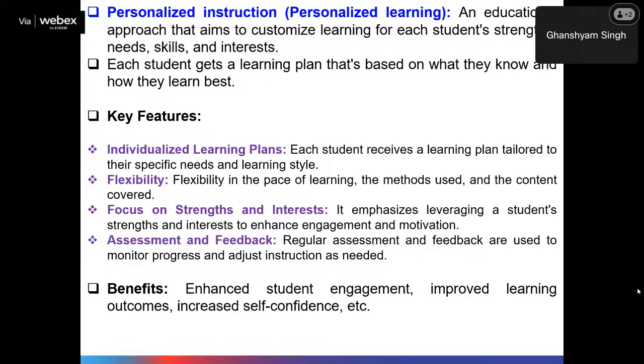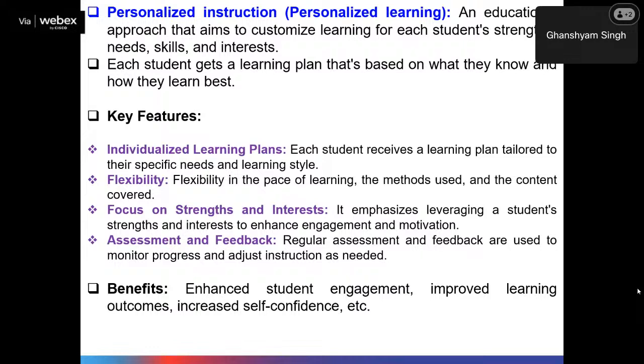We need to focus on strength and interest. Every student has a different kind of strength and a different kind of interest. So we need to focus on strength and interest for each and every student. It will emphasize leveraging a student's strength and interest to enhance engagement and to motivate them for that particular task.